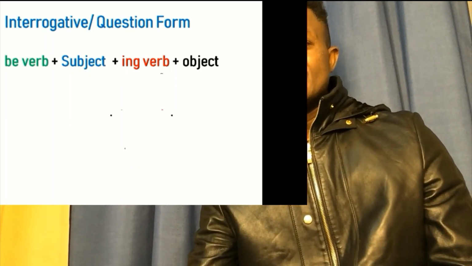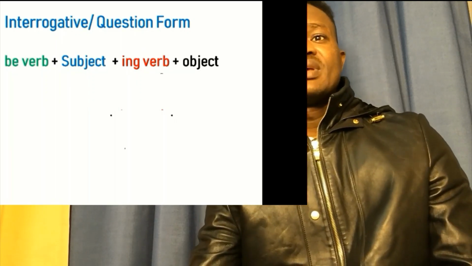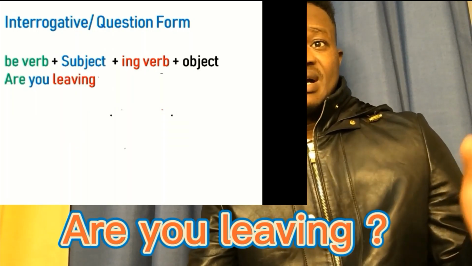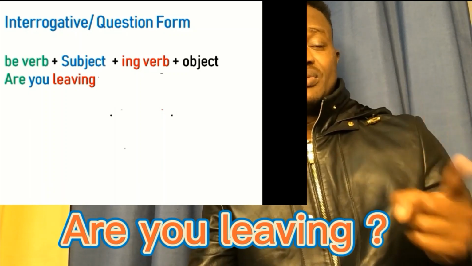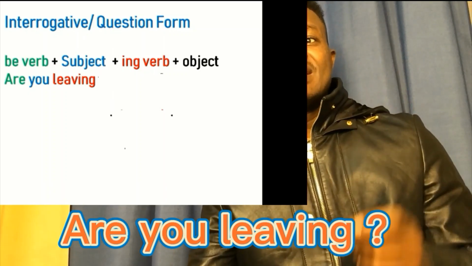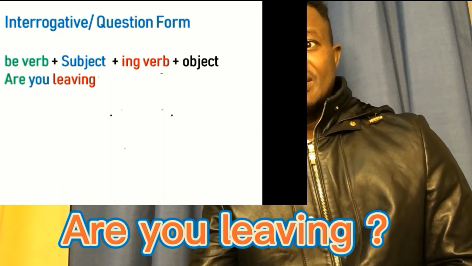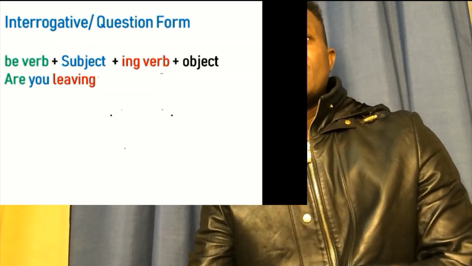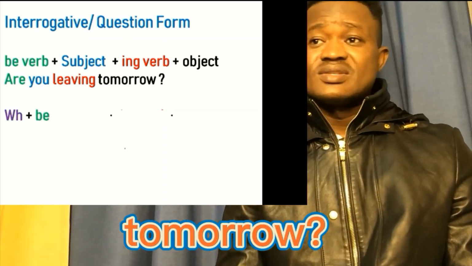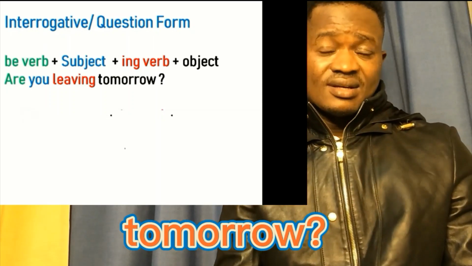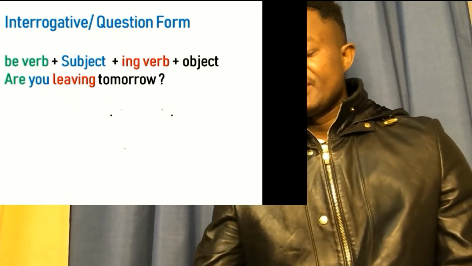Okay, all right. Okay, let's go. Are you leaving tomorrow? Are is a be verb, you is a subject, leaving is the ing verb. Okay, tomorrow is the object. Okay, all right.